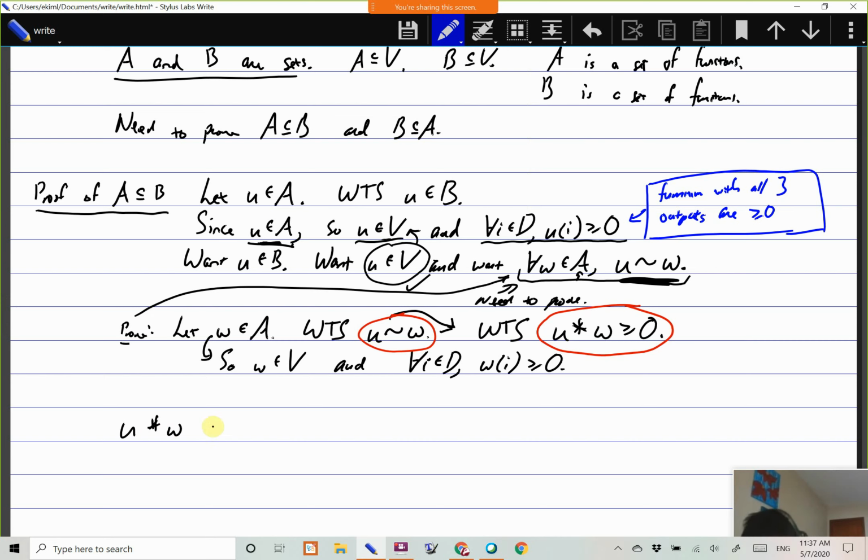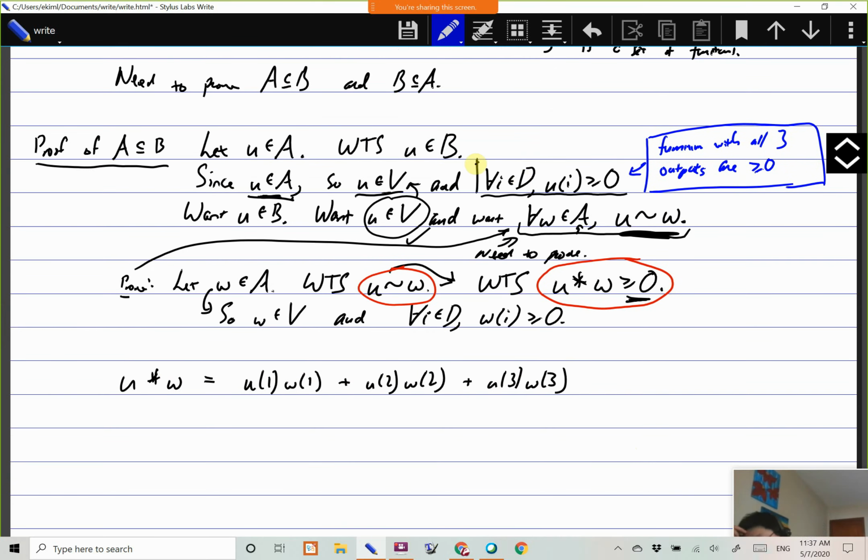Okay, U star W. If you go back, it was this sigma notation thingy, but remember, it's morally like a dot product. What we really have going on is U of 1 times W of 1 plus U of 2 times W of 2 plus U of 3 times W of 3. Now we want that to be bigger than or equal to 0. Well, what are we going to do?